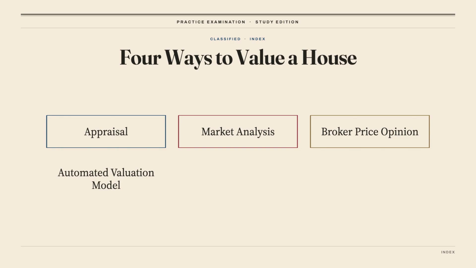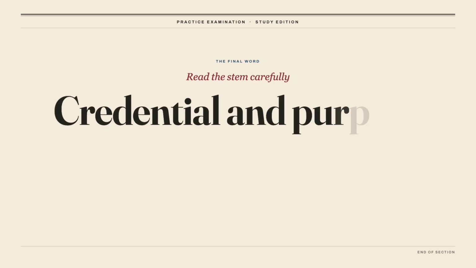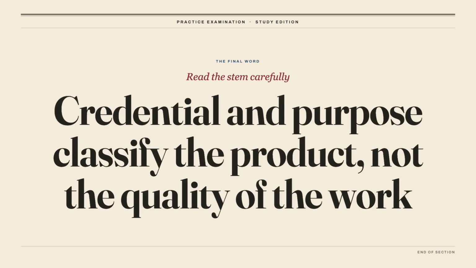An automated valuation model removes human judgment entirely, pulling assessment records and sales data into an algorithm that never walks the property or notices the failing roof. A licensee, a seller, and neighborhood comps point to a market analysis. A certified professional or a lending decision points to an appraisal. A figure with no human adjustment points to a model output. Remember, it's the credential and the purpose that classify these products, not how good the analysis is.